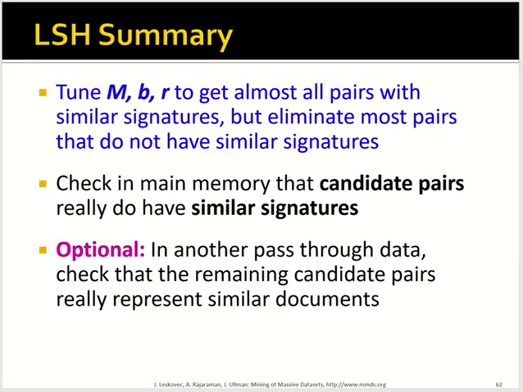As a summary of locality sensitive hashing, the parameters of matrix M are b and r, chosen to get almost all pairs with similar signatures, but we need to eliminate most pairs that do not have similar signatures. So we should always check in memory that candidate pairs really have similar signatures. As another optional path with the data, we need to check the remaining candidate pairs to see whether they really represent similar documents.